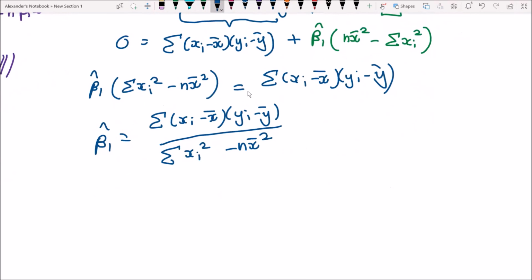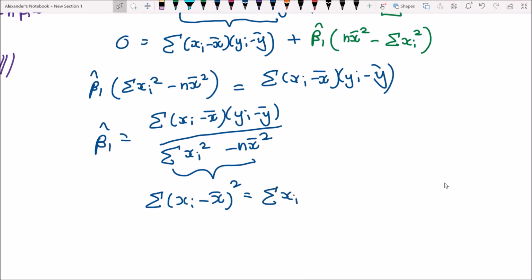Well, typically the form that you will see it in is having this rewritten in a different form. Well, let's go rewrite this denominator because it's not quite in the form that they want us yet. So the summation of xi squared minus n x bar squared, this is the same as the summation of xi minus x bar squared. And well, how do we go about showing that? Well, I'll just do a simple expansion for you over here.